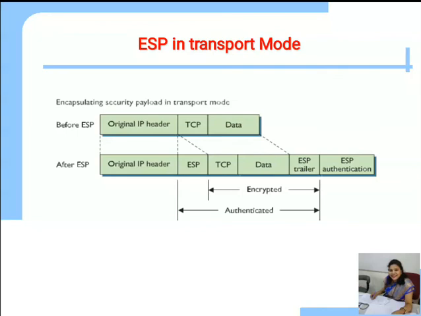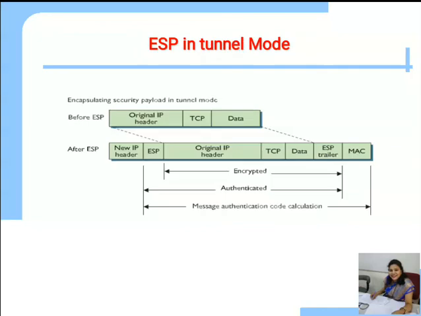So ESP authentication is there, and at the first side there is the original IP header. Now we are going to see ESP in tunnel mode. In ESP in tunnel mode, we are going to secure the whole IP header and IP data. So you can see that TCP and data is the data, and the original IP header, the whole is encapsulated between ESP header and ESP trailer. Then MAC is required for authentication because there is no AH, and a new IP header is applied before.